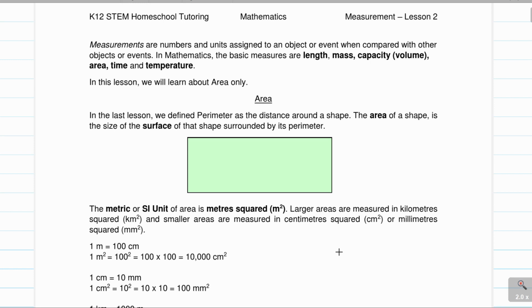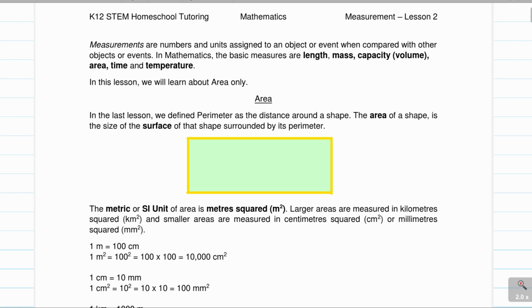So now we're going to talk about the area of a shape, and this is the size of the surface of that shape, which is surrounded by the perimeter. Now it sounds like a lot to remember, but it is the area, it is the surface inside of that perimeter. Okay, so here in this shape below we have the perimeter, right? So it's going around the shape, perimeter, and the green inside is the area. Okay, so the area is the surface on the inside of that perimeter.